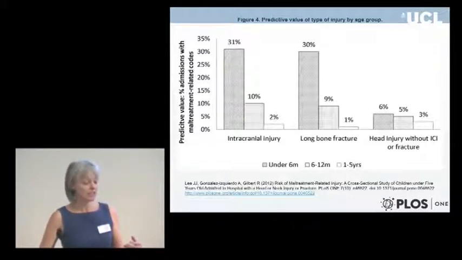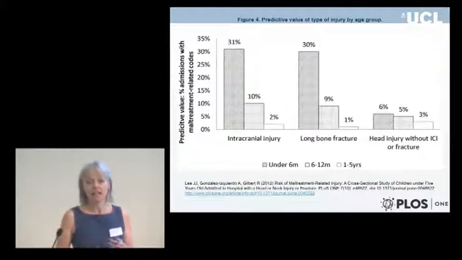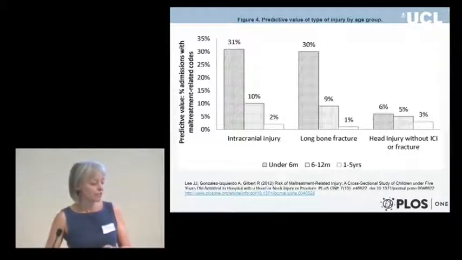And we grouped them by intracranial injury, which you'll know is a very strong marker of child maltreatment, long bone fractures, and then the group without any intracranial injury or fracture. What you see along the side is what would be expected: the percentage of these admissions that had any of our maltreatment-related codes in them, a flag for concern. As you'd expect, for intracranial injury in children under 6 months, it was very common, so 31% of them had a maltreatment-related injury code. That got less for children 6 to 12 months and even lower for the 1 to 5-year-olds.